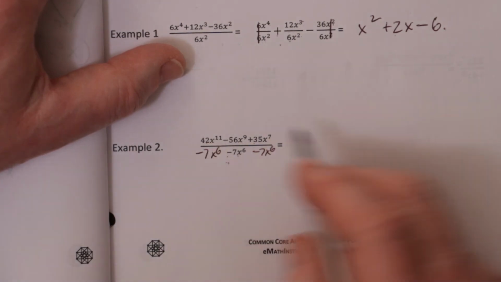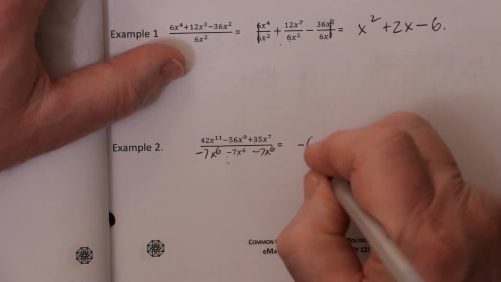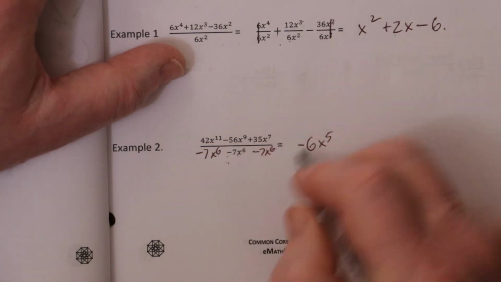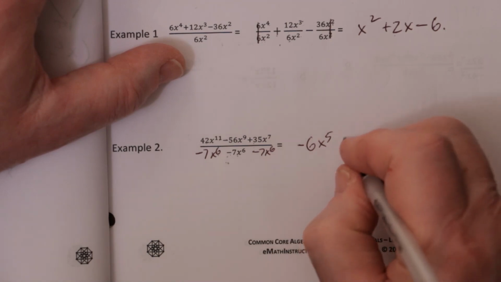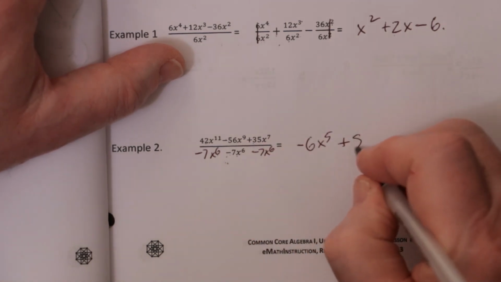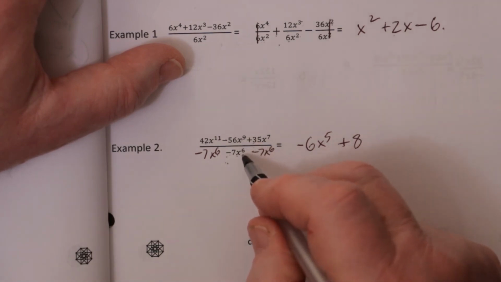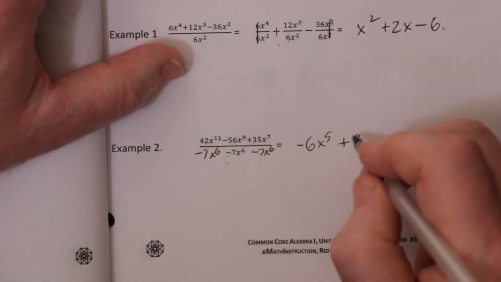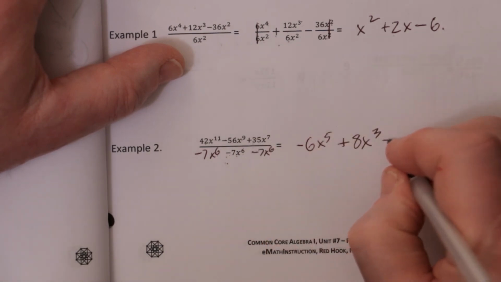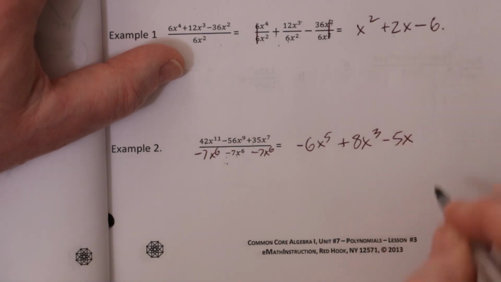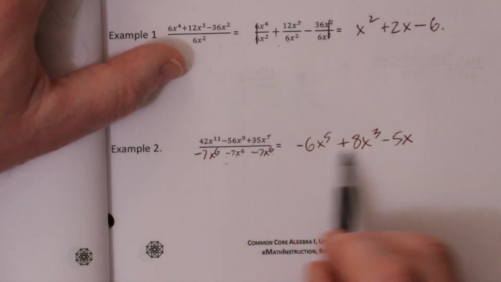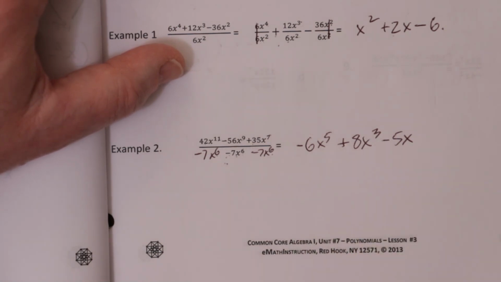All right, 42 divided by negative 7 gives me a negative 6. 11 x's, take 6 away, gives me x to the 5th. Negative divided by a negative is a positive. 56 divided by 7 gives me an 8. X to the 9th divided by x to the 6th gives me x to the 3rd. 35 divided by negative 7 gives me a minus 5x. 7 take away 1. 7 take away 6 leaves me with just 1. Once again, I start with 3 terms. I end up with 3 terms.